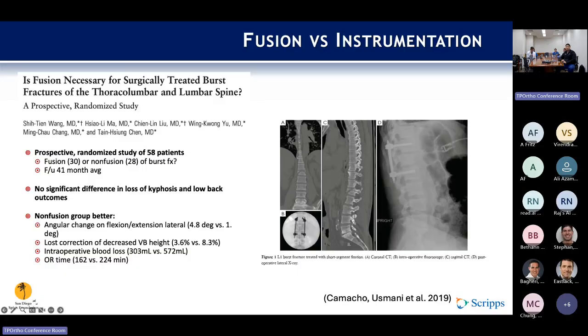But they also found that the non-fusion group had better angular change, correction, and intraoperative blood loss. And obviously, OR time is less if you're not going to fuse. You can also, one of the papers I saw, actually put pedicle screws into the fractured affected vertebrae if it allows for more biomechanically stable fixation.